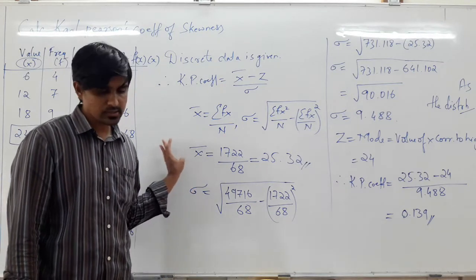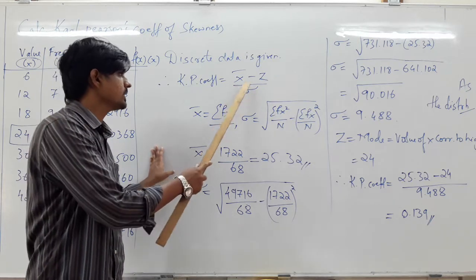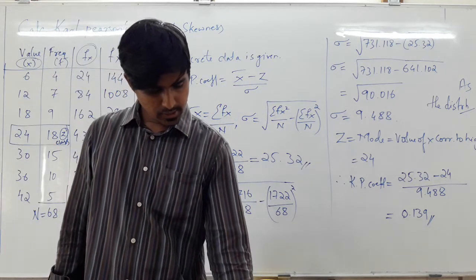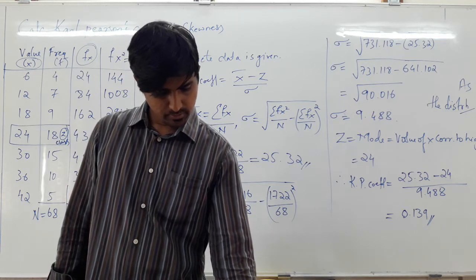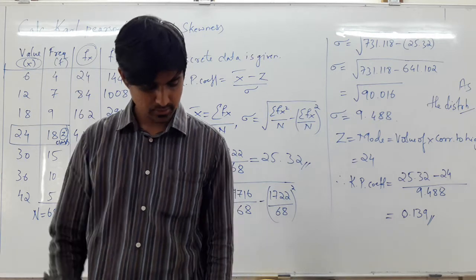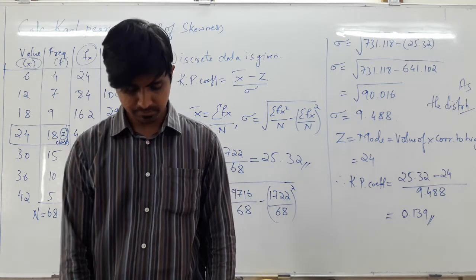So this is one sum on x bar minus z divided by standard deviation. So next I will show you how to do it with median. Okay, wait for a second. I will come with the next sum.